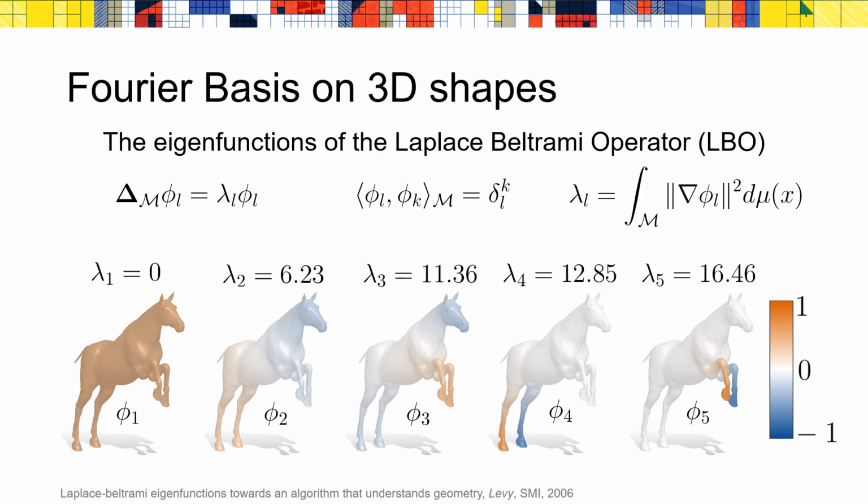The eigenvalue associated to each of these eigenfunctions corresponds to how much the eigenfunction oscillates on the surface. The eigenfunctions can be sorted with respect to their corresponding eigenvalues that are all non-negative. The first one is equal to 0, and then they can be sorted in ascending order. As you can see, the function at the beginning is constant, and then the eigenfunctions are more and more oscillating on the surface.